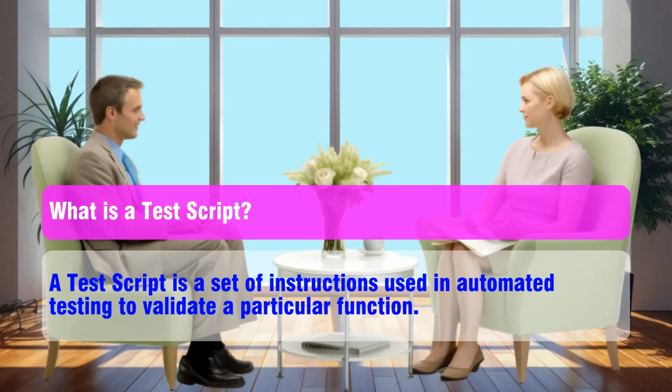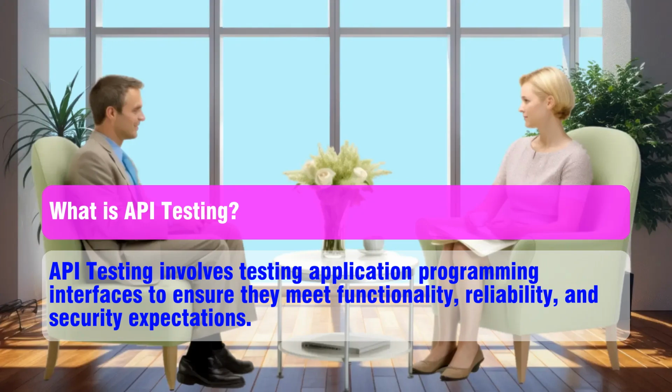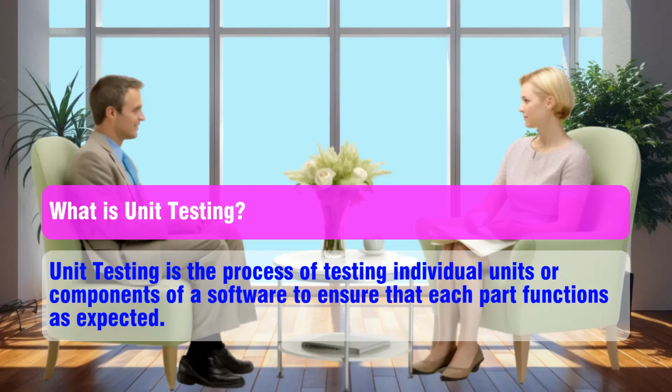What is a test script? A test script is a set of instructions used in automated testing to validate a particular function. What is API testing? API testing involves testing application programming interfaces to ensure they meet functionality, reliability, and security expectations. What is unit testing? Unit testing is the process of testing individual units or components of a software to ensure that each part functions as expected.